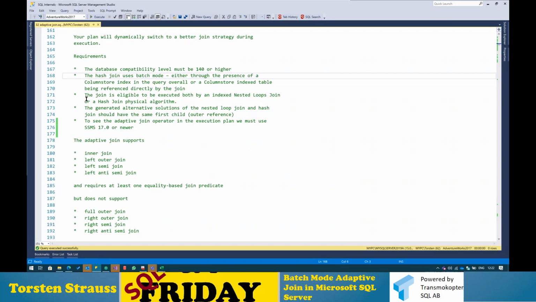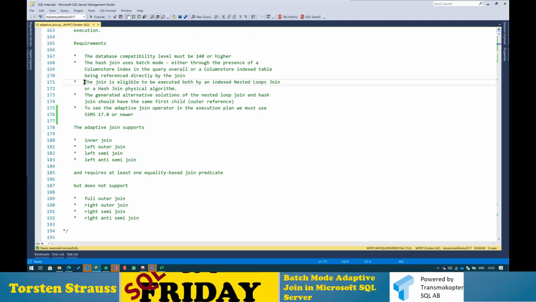So first of all, and this is something I guess it changed. I guess this is only true for 2017 because I ran all my examples before the presentation yesterday, and I figured out that in SQL Server 2019, there is no need to have a so-called column store index on either the build or the probe table anymore. I'm pretty sure the requirement is that you have to have a column store index in 2017, otherwise SQL Server will not even consider an adaptive join. Again, in SQL Server 2019, it seems that there was a change.